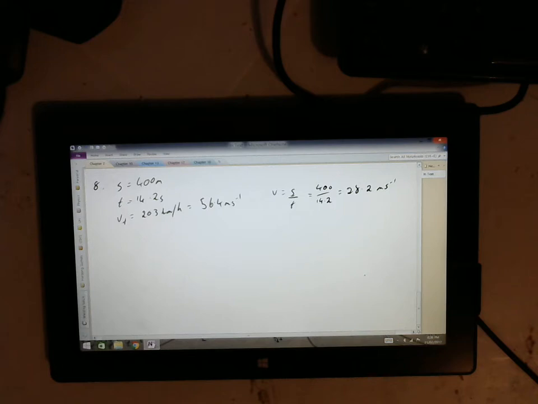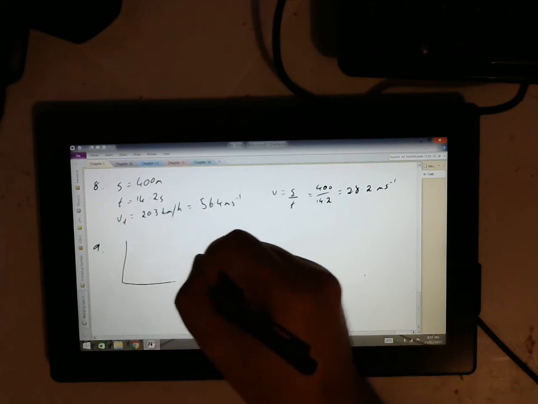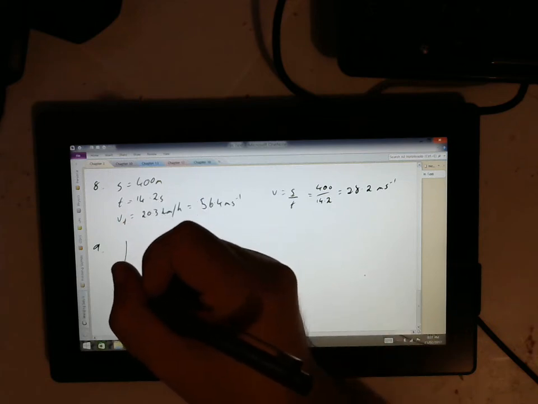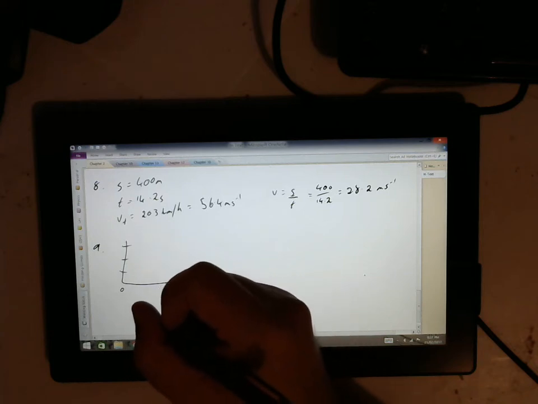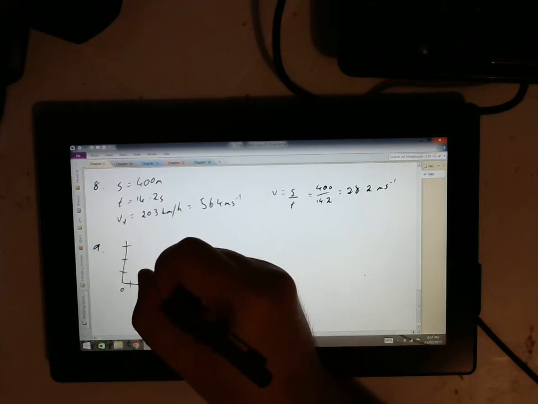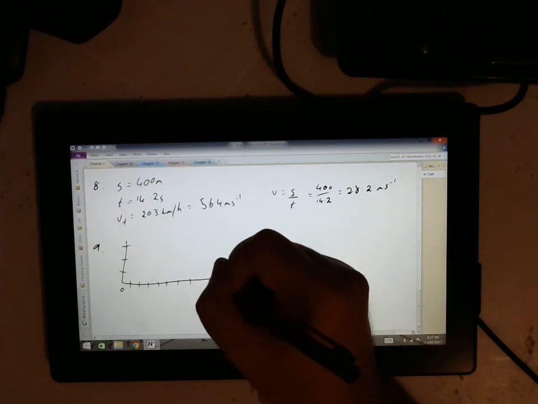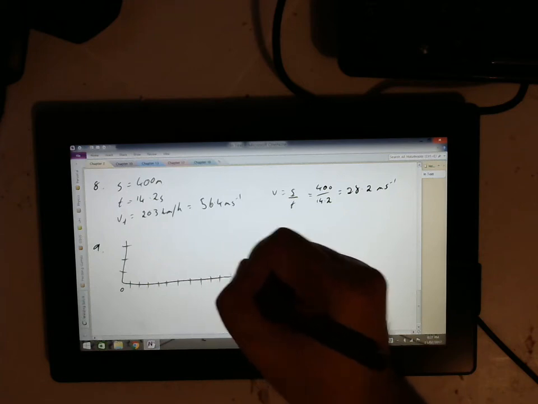Okay, we need to do a displacement time graph. Now we have a bunch of numbers for our time elapsed and for our displacement. They want us to draw it and describe it in words. So I'm just going to quickly plot this out. It doesn't get further than 6 meters away. It goes up in 2s: 2, 4, 6, and up to 10. 0, 1, 2, 3, 4, 5, 6, 7, 8, 9, 10.